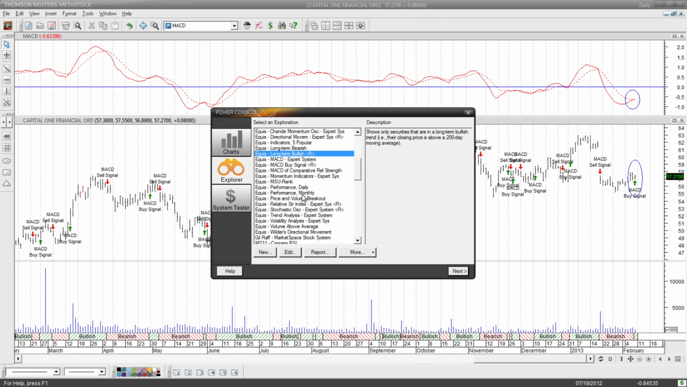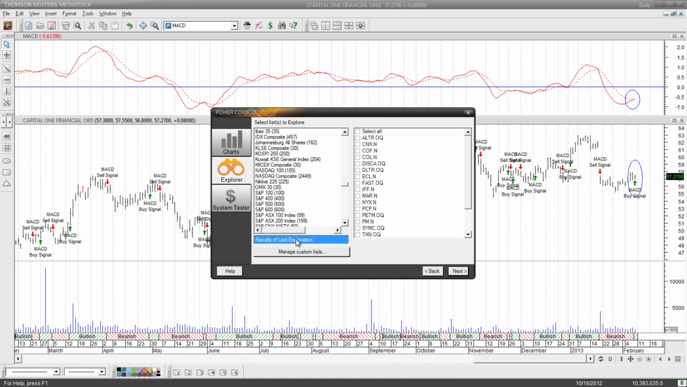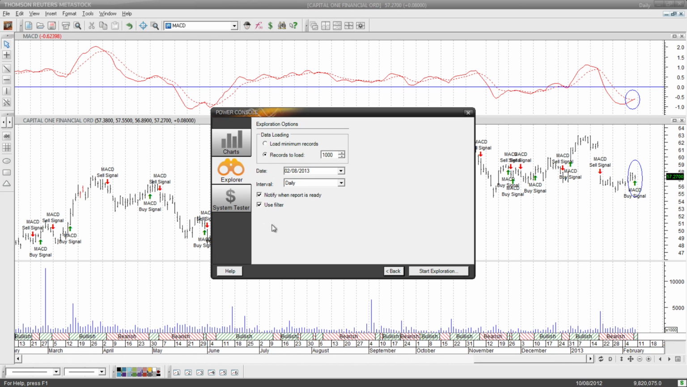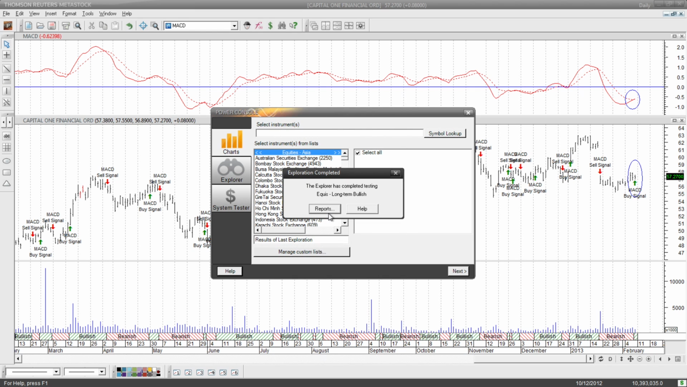So if I take the MACD, I already have a buy signal there. And now I'm going to incorporate that it's above its 200-day moving average. Well, if that's the case, then I have an even stronger opportunity. So let's go ahead and filter on that as well. So let's go next. And what I'm going to do is, instead of doing the whole S&P 500, because I already have that result, I can just look at the results of our last exploration, which are our 21 stocks. So I'll just choose next. I'll leave our statistics the same here. We'll go ahead and start the exploration. And now we're only looking at those 21 stocks instead of 500.